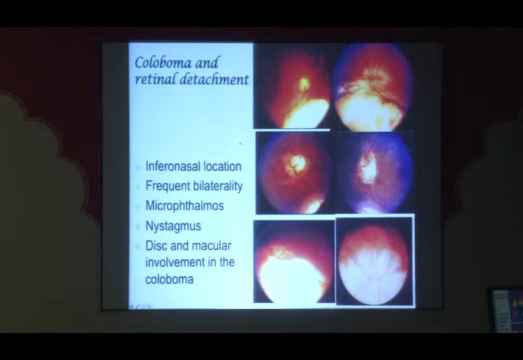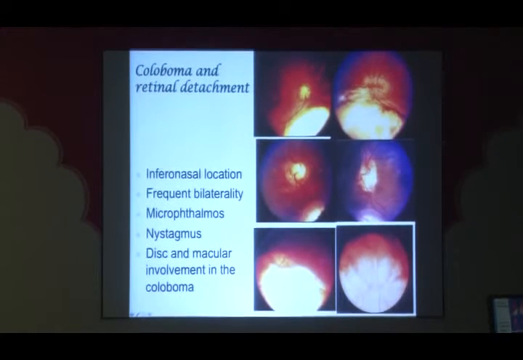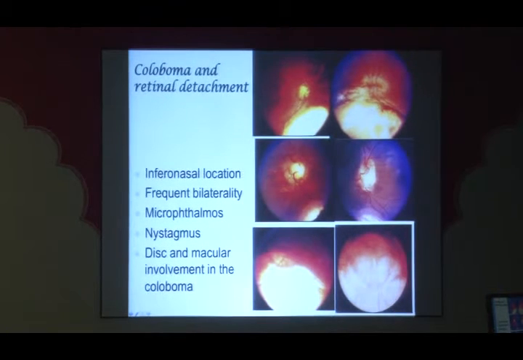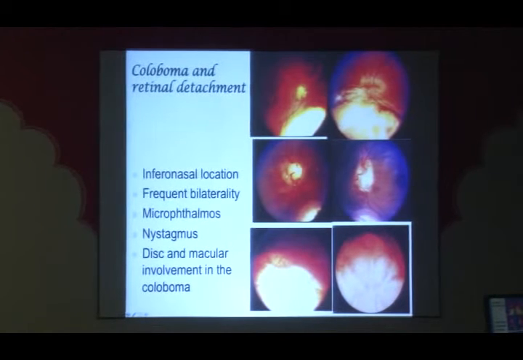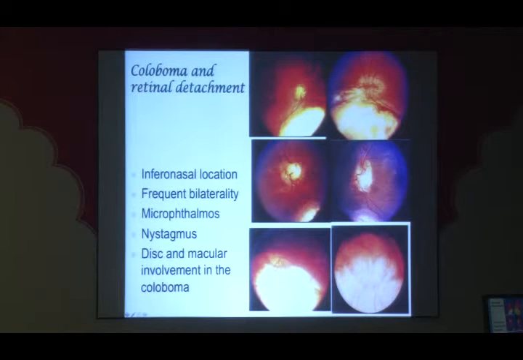To be very brief in the description of a coloboma, it's inferonasally located, frequently bilateral, often associated with microphthalmos and nystagmus, and the disc and macula can be involved variably, as shown in these pictures. In these four, the coloboma is outside the disc, but the disc is also abnormal, either independently colobomatous as seen here, or a little abnormal itself, like a dysplastic disc. While in these, the coloboma is included within the coloboma of the choroid, hence the disc is partly colobomatous. In this, it retains its normal contour and shape, at least in the lower part, while in this, the disc also is colobomatous along with the coloboma of the choroid.